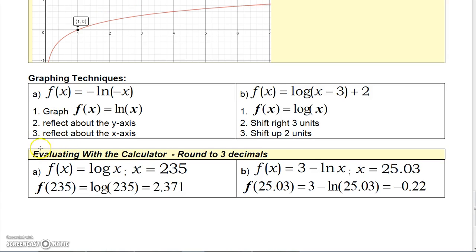Okay? And here are a couple more graphing techniques that you can do. If you wanted to graph minus the natural log of negative x, the negative x would reflect the graph about the y-axis, and then the negative one in front of it would reflect that result about the x-axis. And then here's the common log. The x minus 3 would shift that common log to the right 3 units, and then the plus 2 would shift it up 2 units.